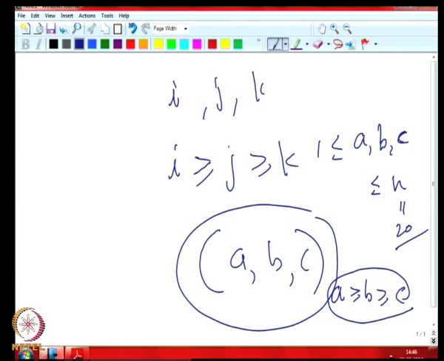Now, the value of i, j, k taken as a triple just before printing will be from this set. That means they will satisfy these conditions: a, b, c all come from 1 to n, and also a is greater than or equal to b greater than or equal to c. That is what is implied by the way the for loops are written. Now, the other way: suppose you get any triple a, b, c such that a is greater than or equal to b greater than or equal to c, and all come from 1 to n.